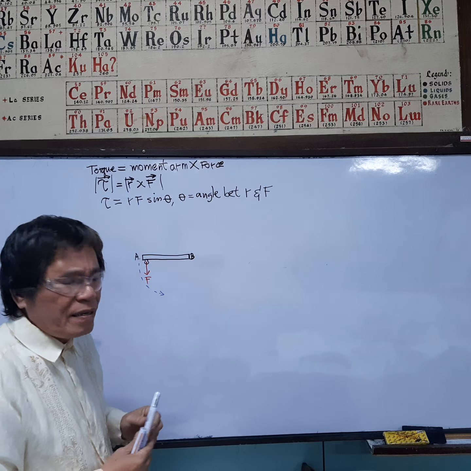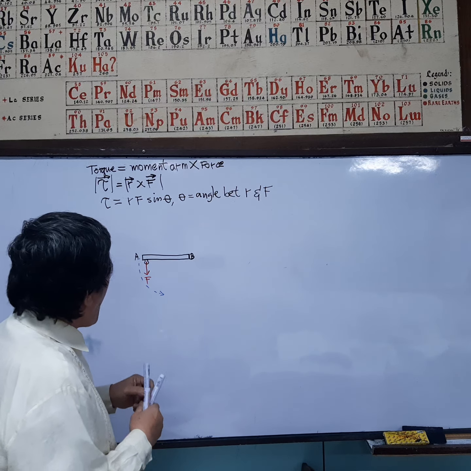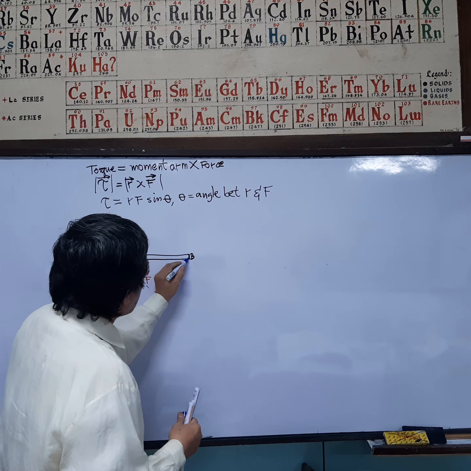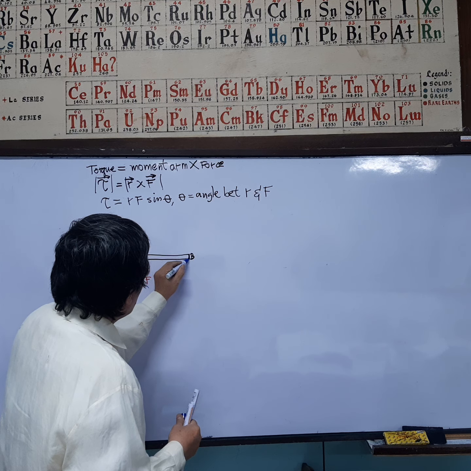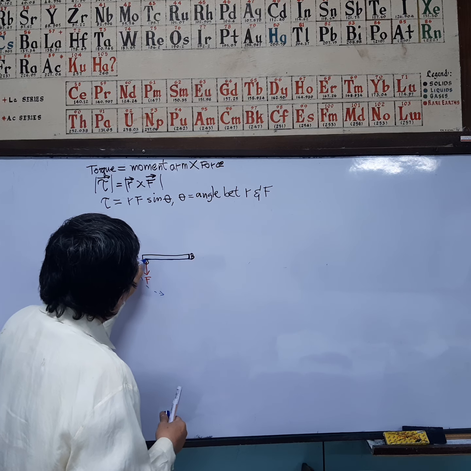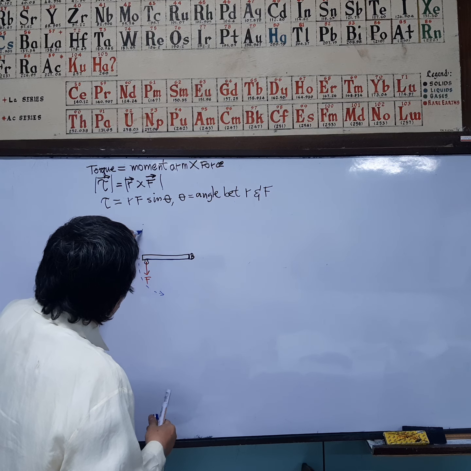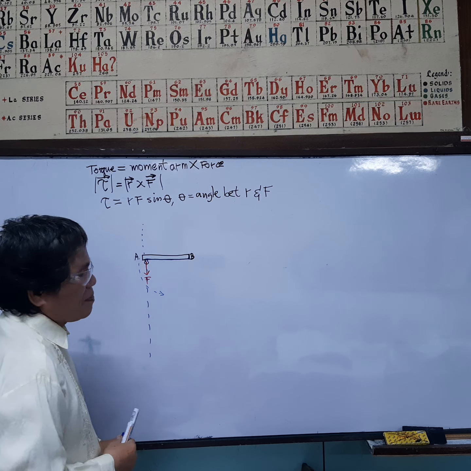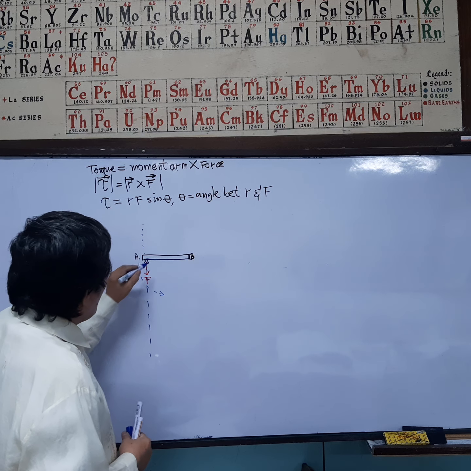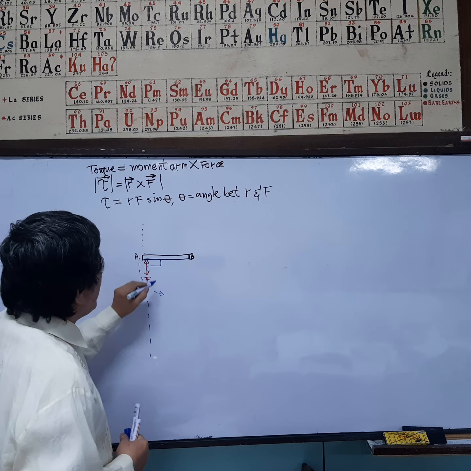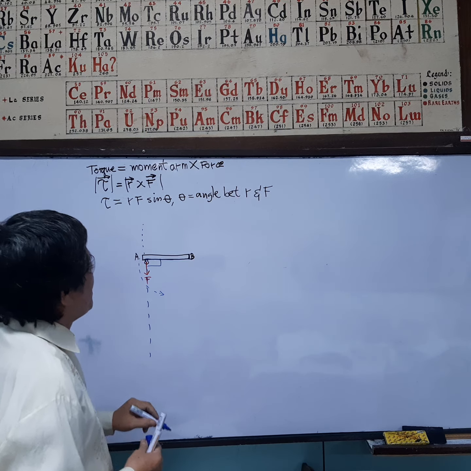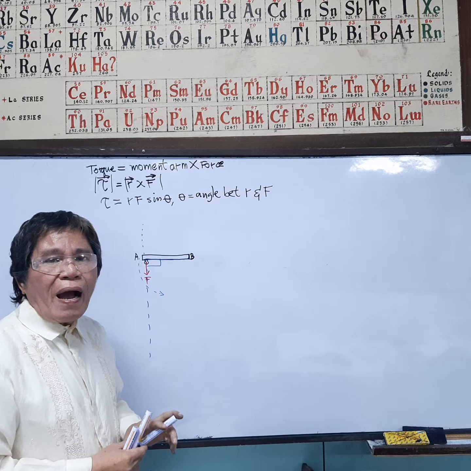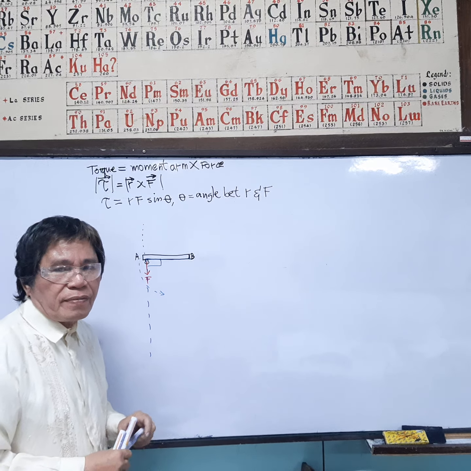Where is R? Our R is the distance from the axis of rotation to the line of action of the force. This is the line of action of the force. So the angle here is 90 degrees. Maximum. So you have a maximum torque.